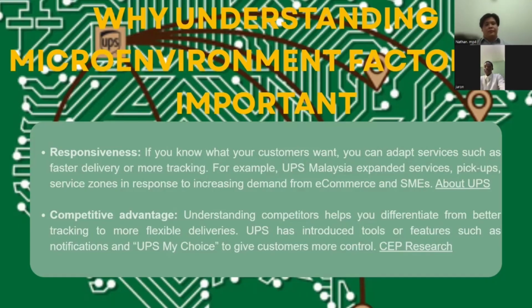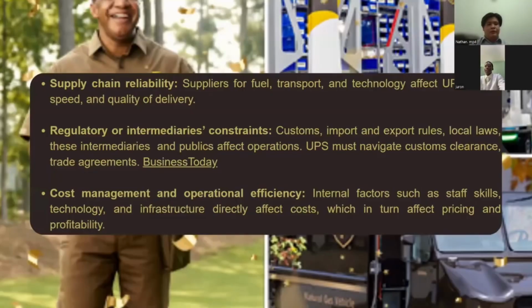Competitive advantage. Understanding competitors helps you differentiate, from better tracking to more flexible deliveries. UPS has introduced tools or features such as notifications and UPS My Choice to give customers more control. Supply chain reliability. Suppliers for fuel, transport, and technology affect UPS's cost, speed, and quality of delivery.